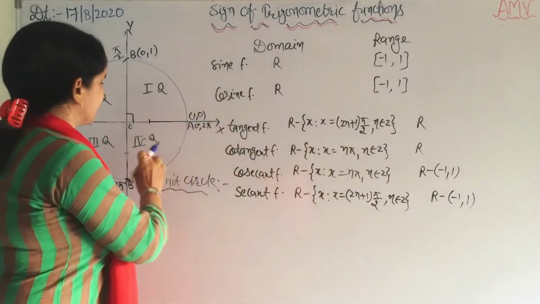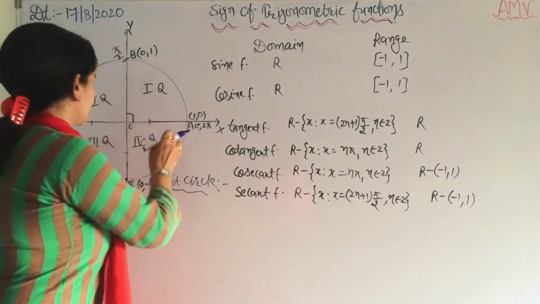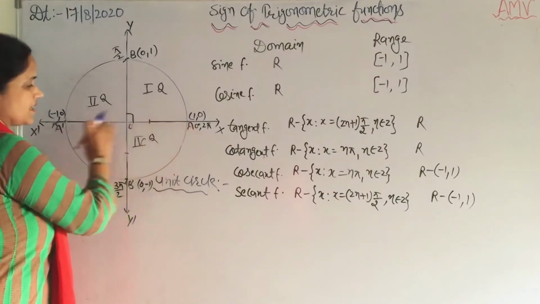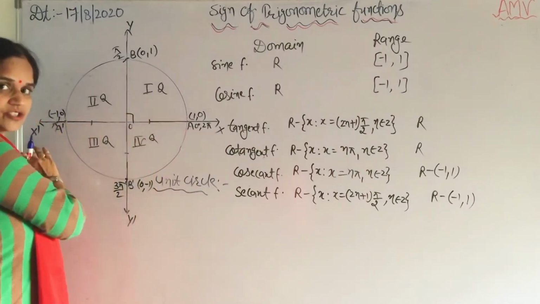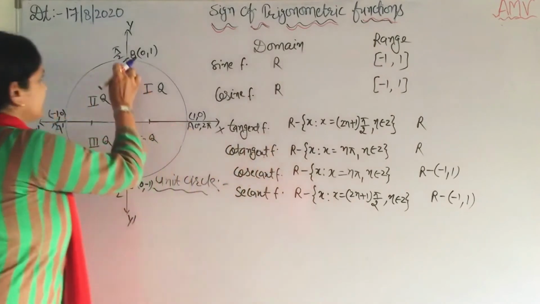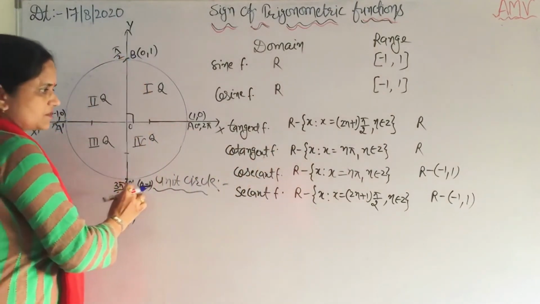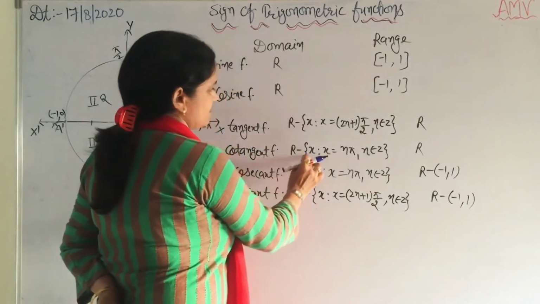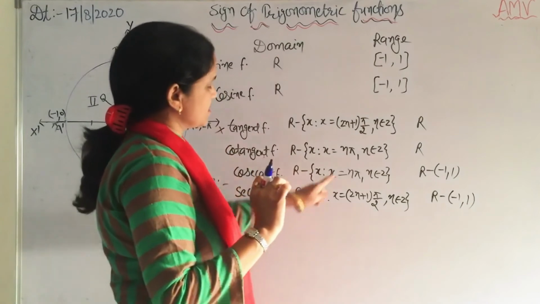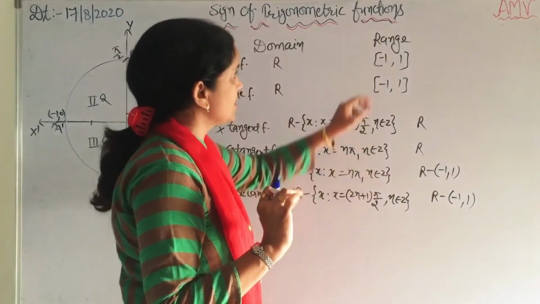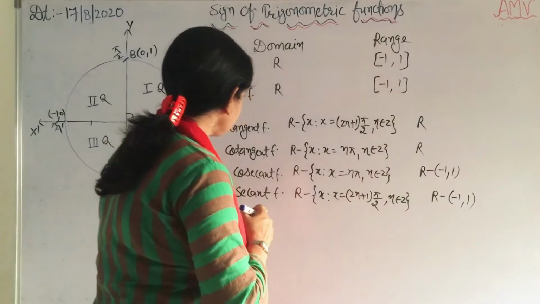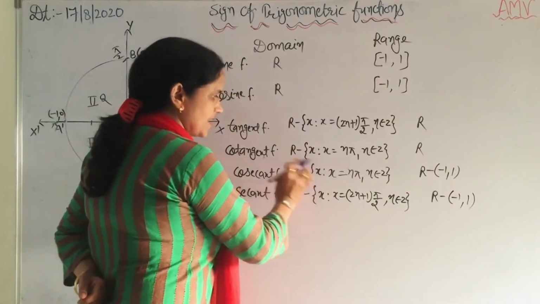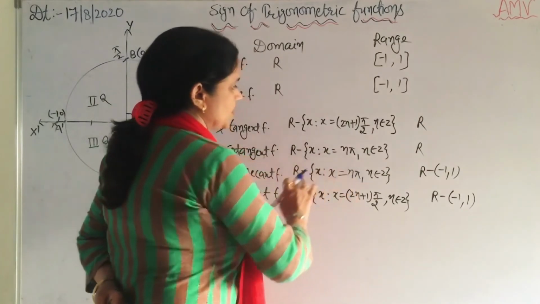Here you see that 0 degrees and pi, 0 and pi, the values are the same, only the sign changes. So the same goes for pi by 2 and 3 pi by 2, the same for tangent and cotangent. Here the domain is R minus the set of x such that x is equal to n pi, n belongs to Z, and range is R. For the cosecant, it is R minus x such that x is equal to n pi.